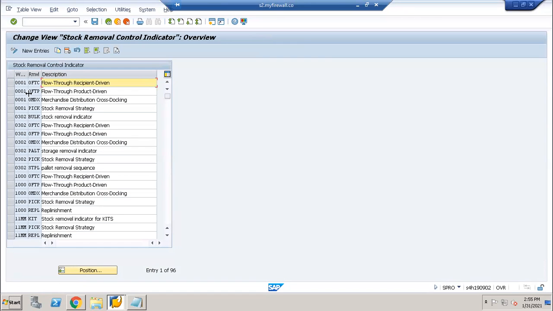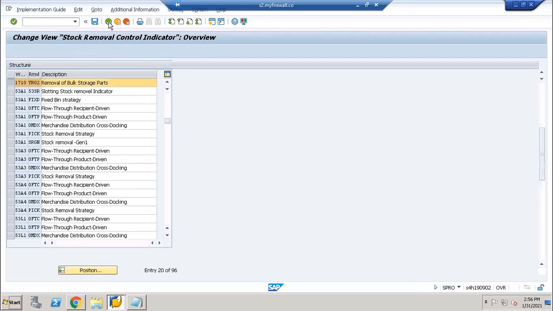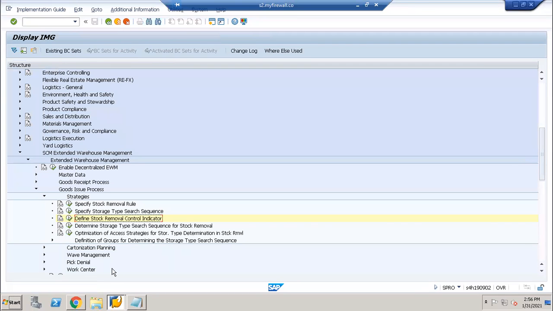So this is control indicators, like you can say 1710 YR02. This control indicator has this particular YR02 assigned to the material. So the material which contains this particular indicator will be applicable for this strategy. We can see this for any product.